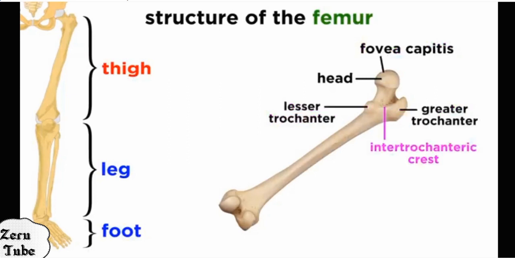So the proximal parts of the femur contain the fovea capitis, head, the lesser trochanter, the greater trochanter, and the intertrochanteric crest.